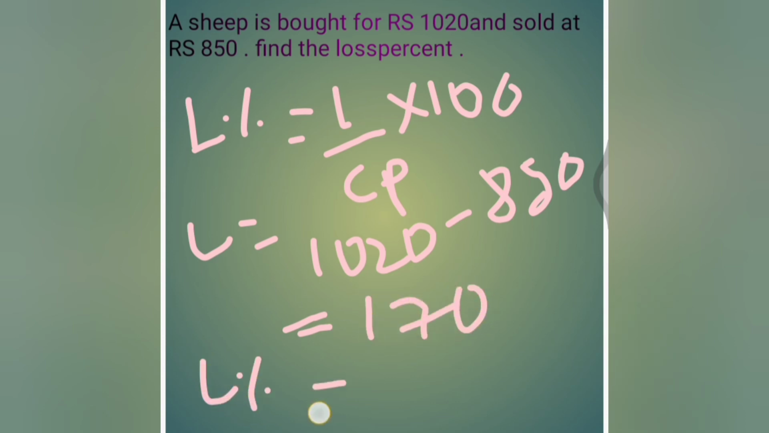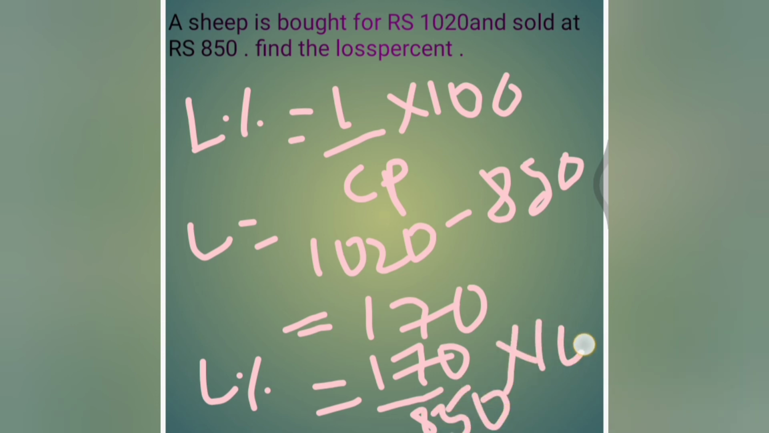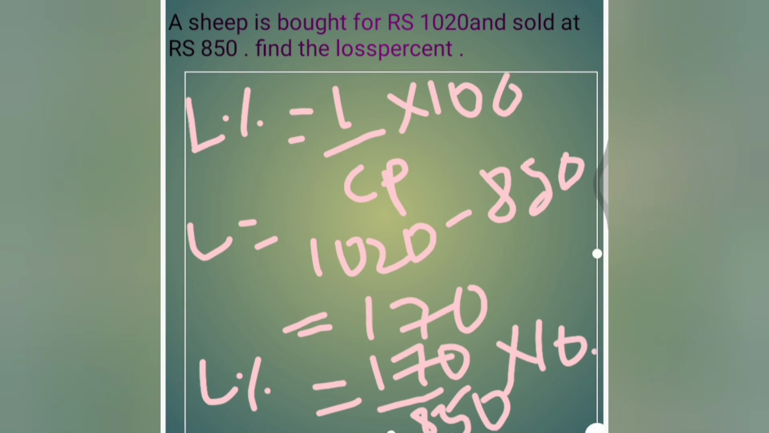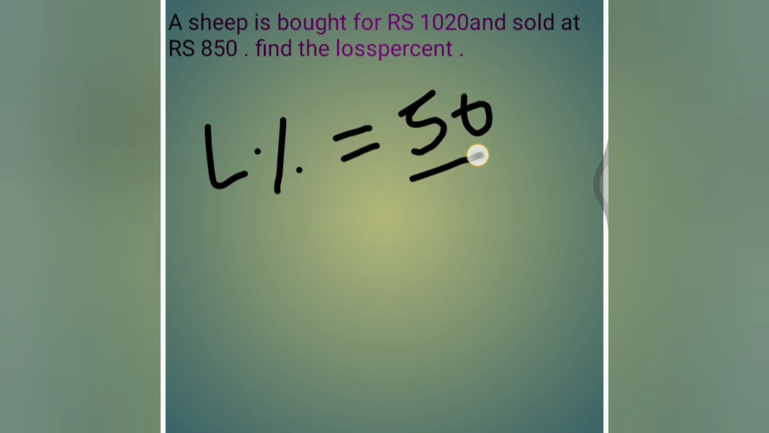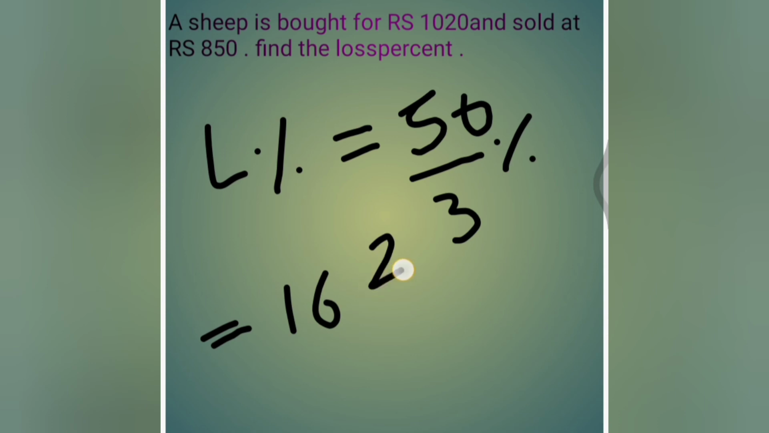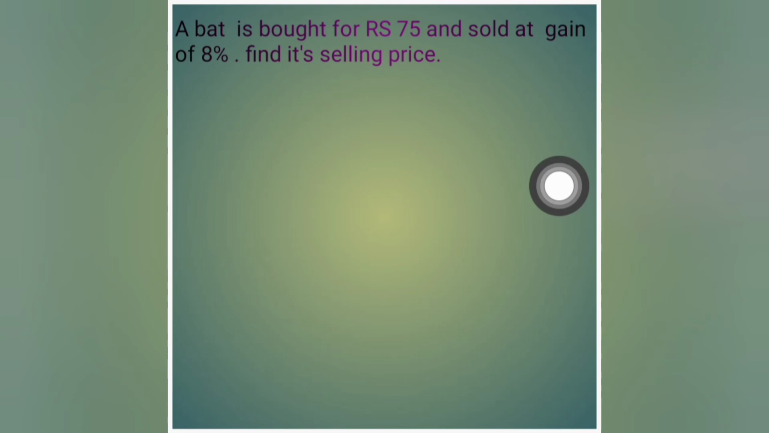So loss percentage equals 170 by the cost price, 1020, into 100. So loss percentage equals 50 by 3 percent. It is written as the mixed fraction 16 and 2 by 3 percent. This is my answer. The next problem, a bat is bought for Rs 75 and sold at a gain of 8%.